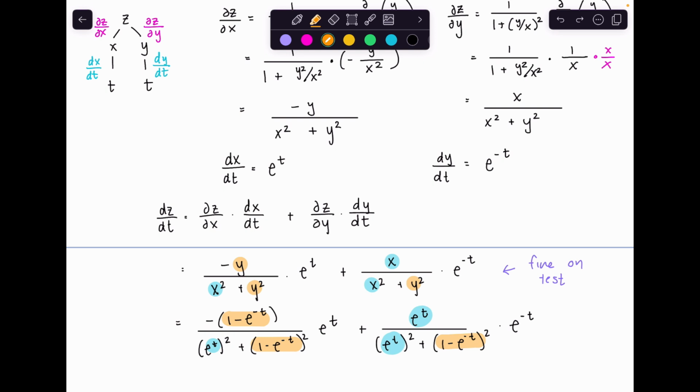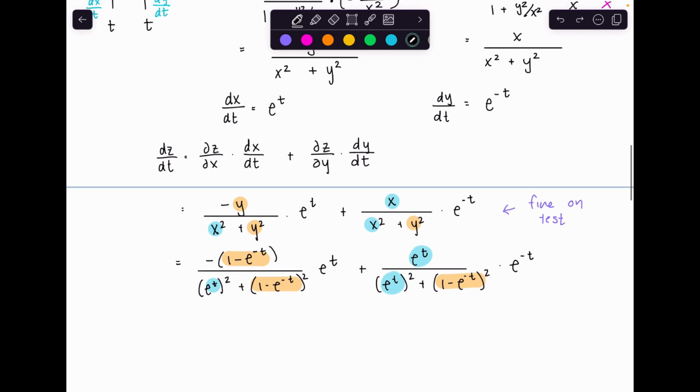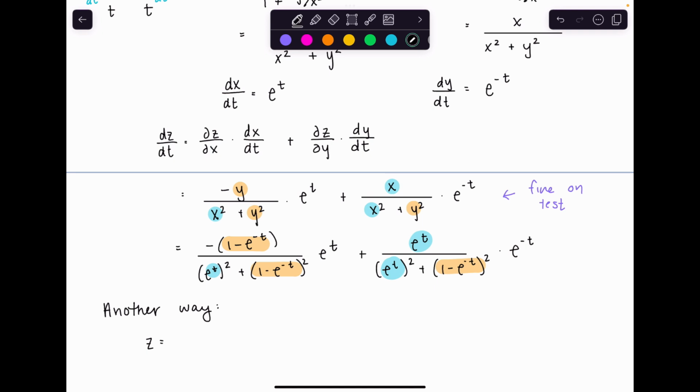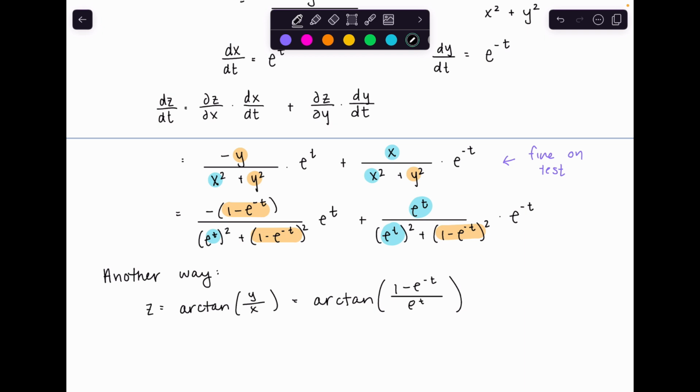What I'm going to do is show you a second way to go about this problem. And again, it's completely up to you. What you can also do, I'm not going to actually calculate this derivative, but you would get the same thing, is your z is arctangent of y over x. Well, y is 1 minus e to the negative t, and x is e to the t. So you can pretty much just rewrite z completely in terms of t, and now you would just take your normal derivative.